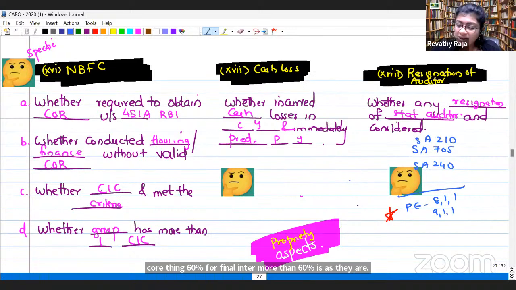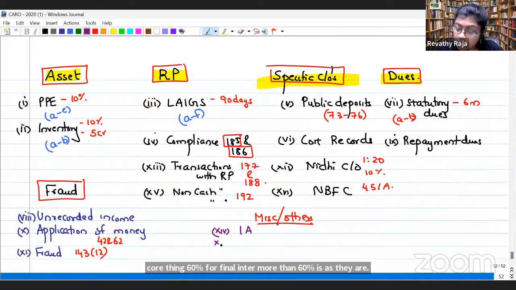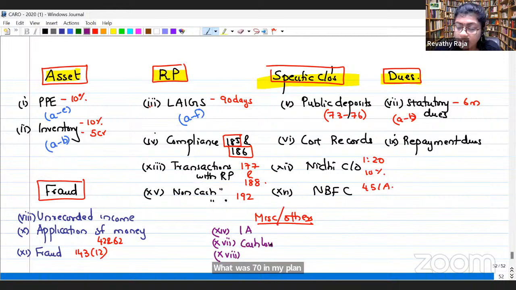So guys, others, I lost the flow. What all should I put? 17 I should put, right? What was 17, Makla? Cash loss. What is 18, Pillare? Resignation. No numerics, right? So only two more. With that, over. 19, 20.